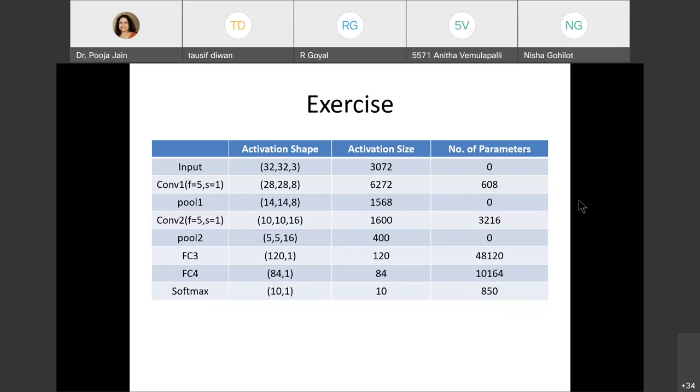Okay. Total parameters involved with the first filter are 76. How many filters do we have over here? This is 8. So it is nothing but 608.